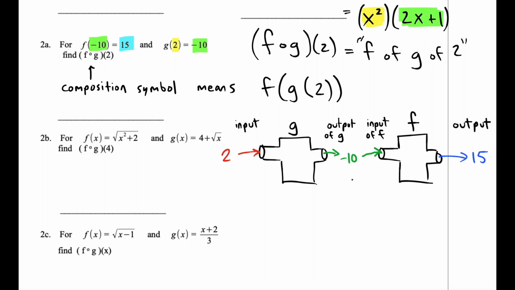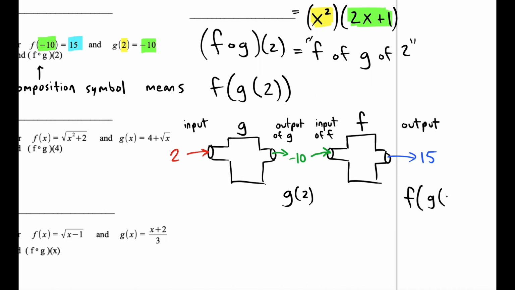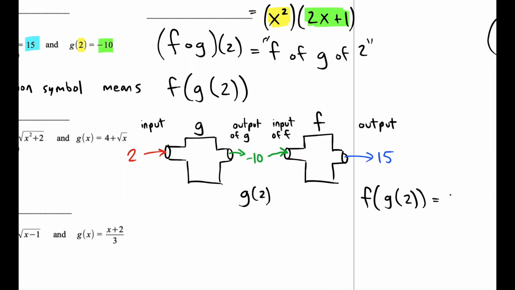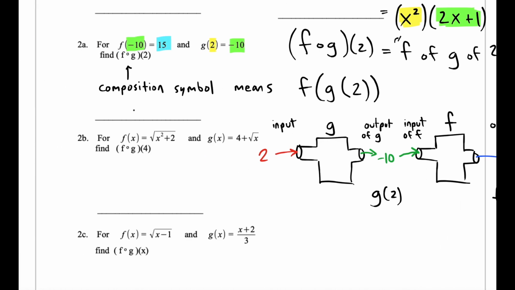Okay, so this -10 can be called g of 2. That's after 2 has been sent into the g machine. But when it comes out on the other side, this is going to be what we call f of g of 2. And that's going to be 15. Okay, so that's the final answer then. 15.